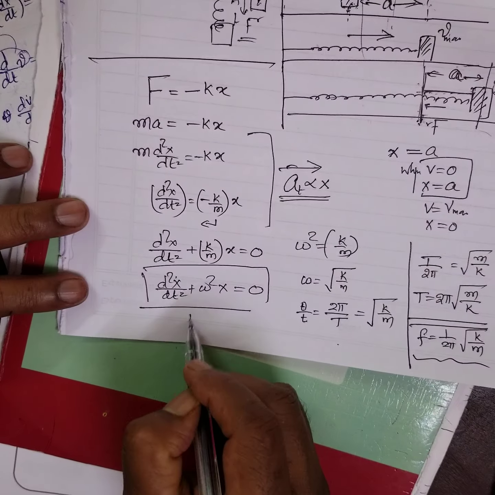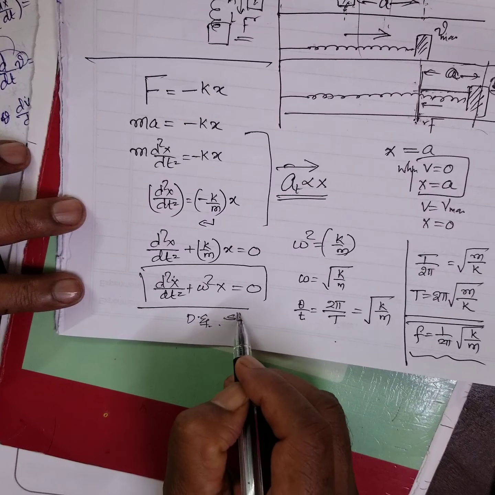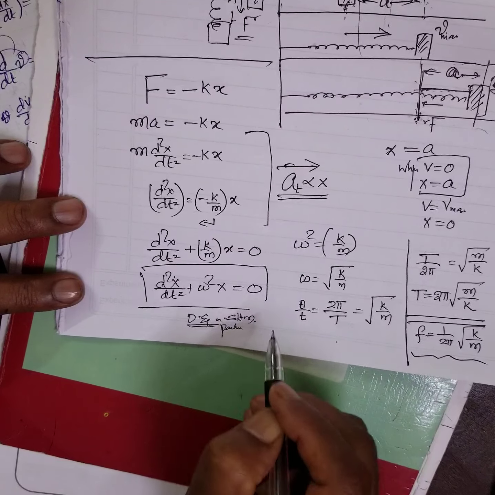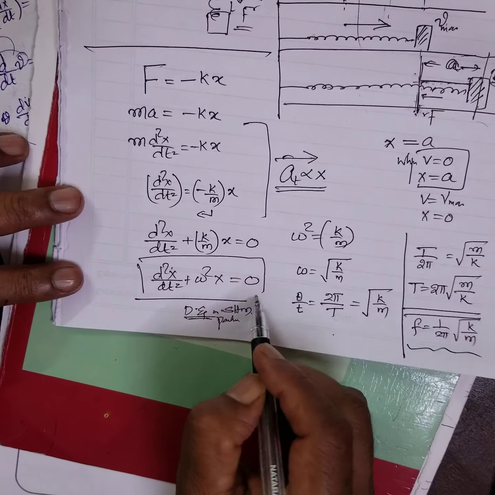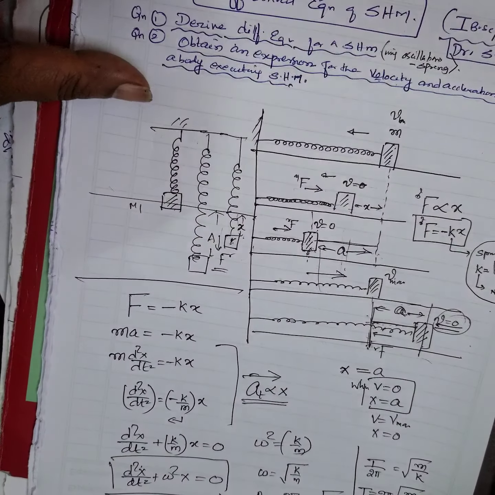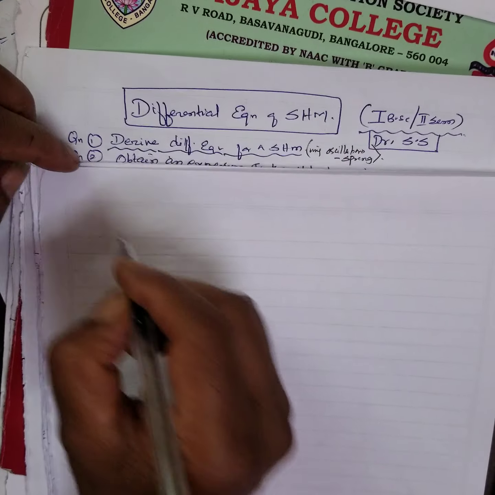Now this is the differential equation of a particle executing simple harmonic motion. Now how to solve this? That means, obtain an expression for velocity and acceleration of the simple harmonic motion. Here I'll start from this second part.